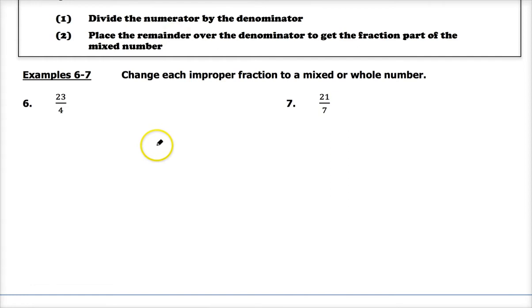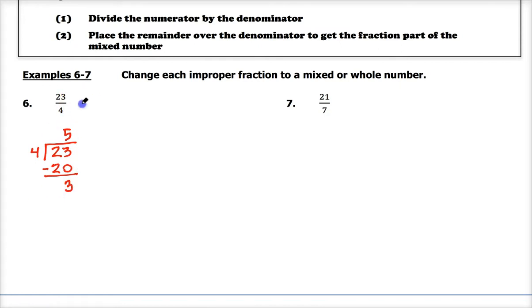So let's practice this with number 6. The improper fraction 23 over 4 I can rewrite as a division problem, and my numerator is always going to be my dividend. This means 23 divided by 4. So I'll do 23 inside, 4 on the outside as my divisor. 4 will go into 23 5 whole times, and so 5 times 4 is 20, and when we subtract, we get a remainder of 3.